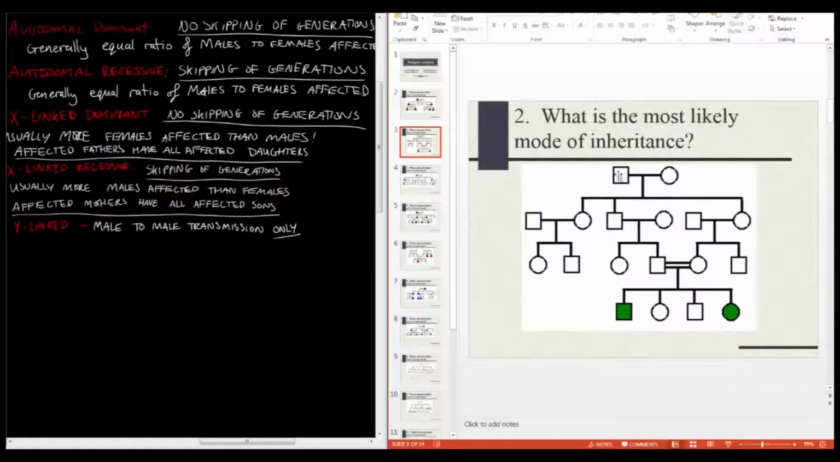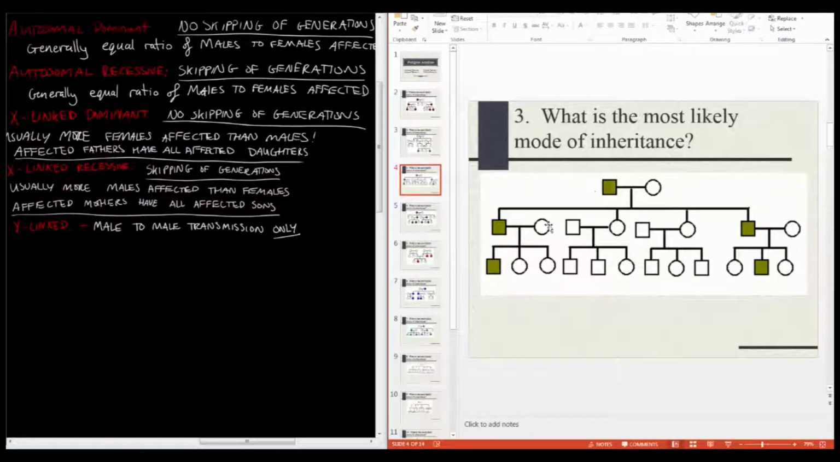With this one, instantly it's recessive. 50-50 ratio of males to females affected. It's recessive because of the skipping, right, it suddenly appears in this generation after never appearing beforehand. And so this is an autosomal recessive trait. That's an easy one.